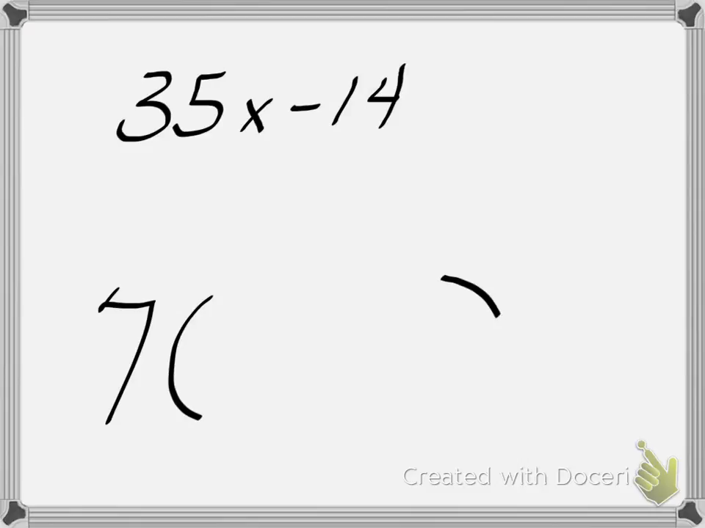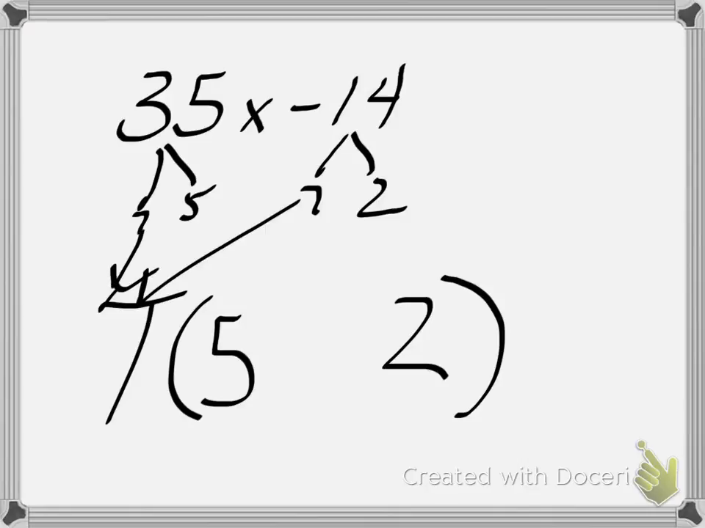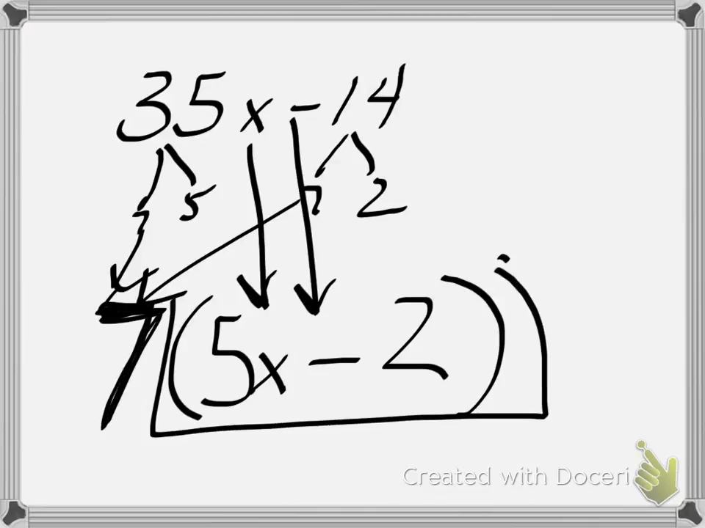Now our other factor is going to be larger. So 35 is 7 times 5. So 5 has to go here. And 14 is 7 times 2. So the 2 is going to go here because the 7s both went over here. And the 5 went down, the x comes down, the minus sign comes down. So it's 7 is one factor, and 5x minus 2 is another factor.